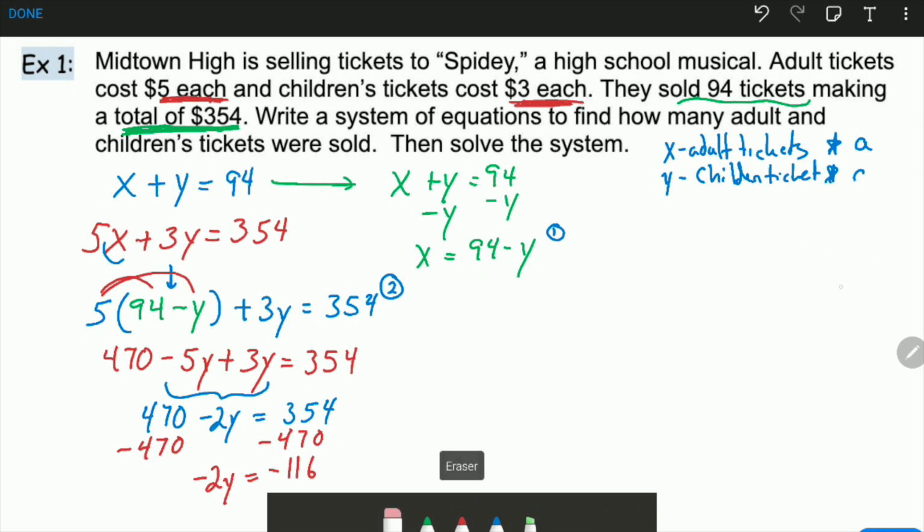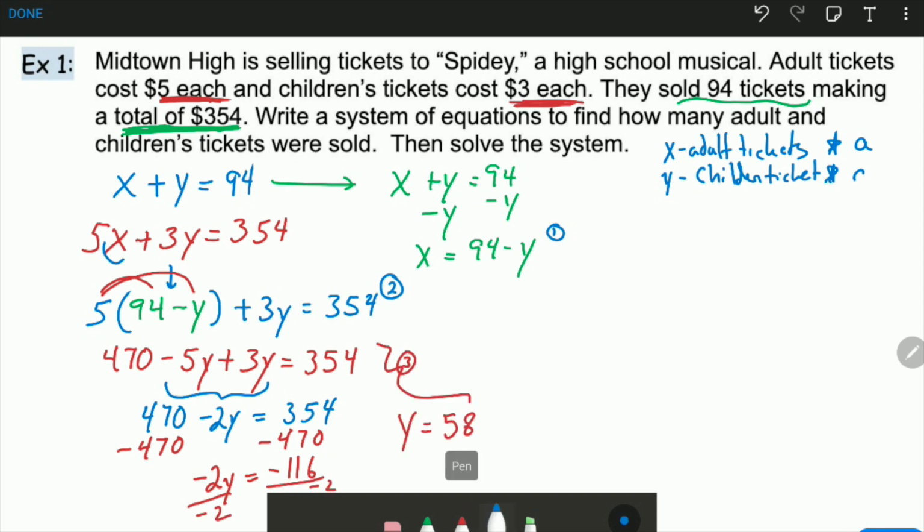And then we'll divide both sides by negative 2. So y is equal to 58. So there are 58 children's tickets sold. All of this was step 3.